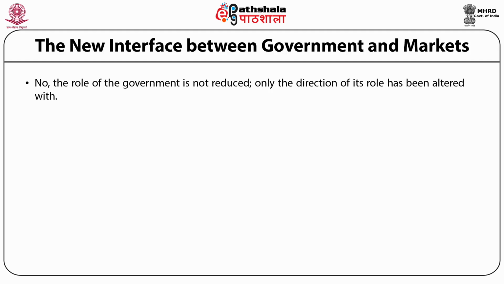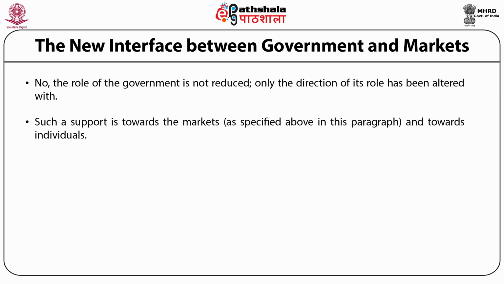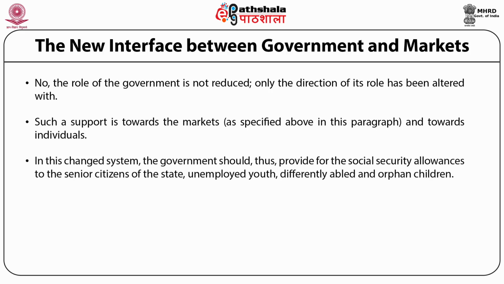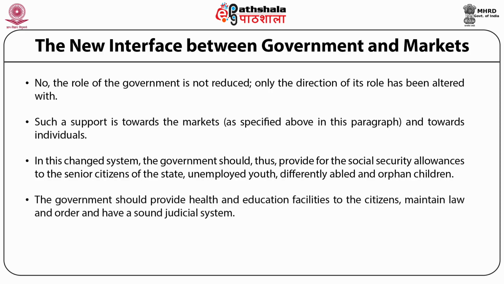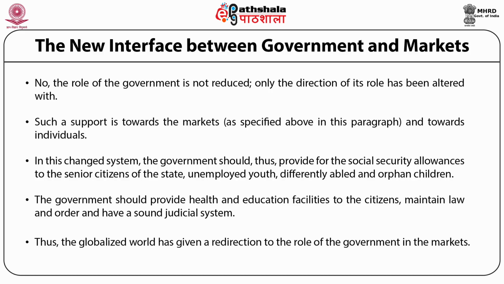That is, the government should concentrate on its functions of providing support mechanism to the individuals and sectors. Such a support is towards the markets, as specified above in this paragraph, and towards individuals. In this changed system, the government should thus provide for the social security allowances to the senior citizens of the state, unemployed youth, differently abled and orphan children. The government should provide health and education facilities to the citizens, maintain law and order, and have a sound judicial system. Thus, the globalized world has given a redirection to the role of the government in the markets.